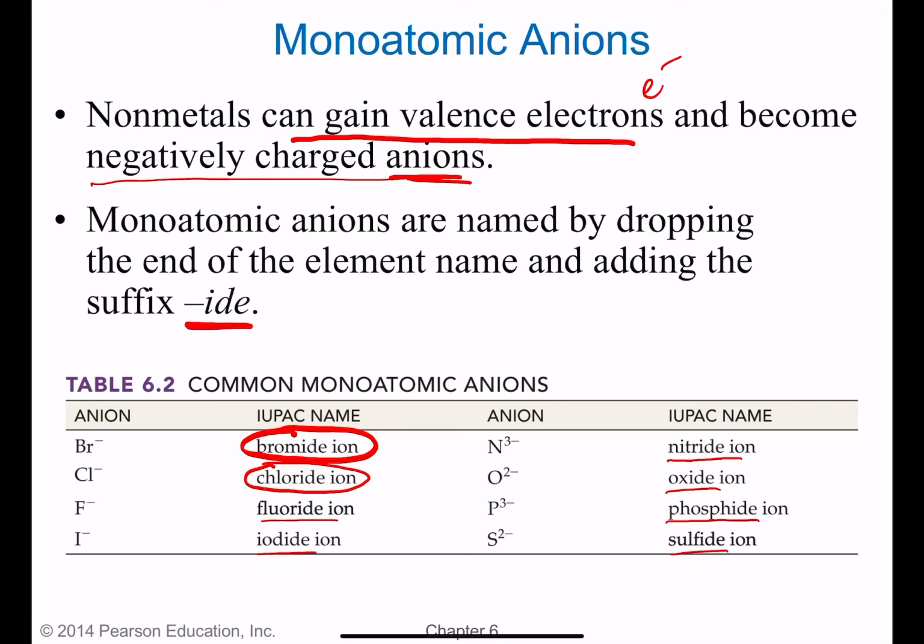Now, the word ion is almost optional because if I said nitride, the IDE ending is telling the listener that I am talking about the nitrogen ion. So having the word ion is almost not necessary, but the IDE ending is the critical part for this nomenclature rule.